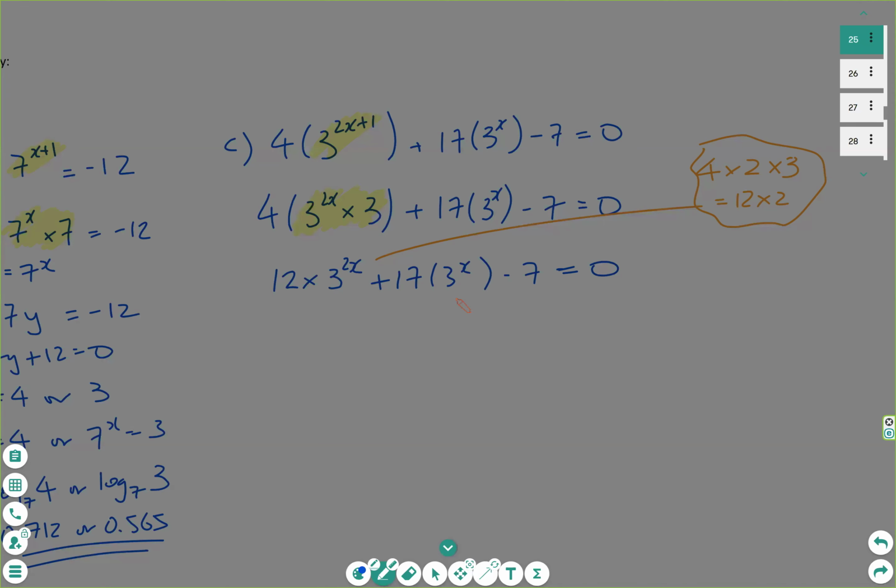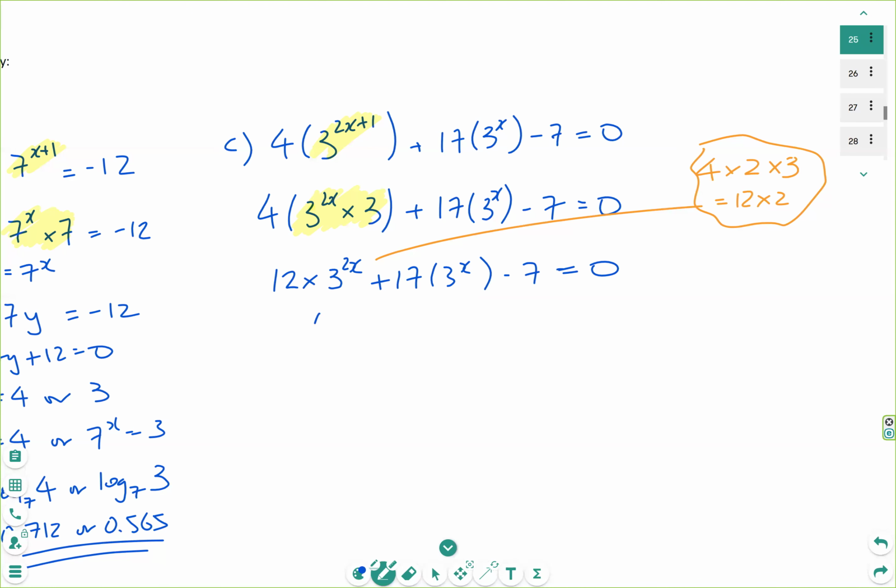Next, then we can discuss quadratic. So we can let y equals 3 to the power of x. So it becomes 12y squared plus 17y minus 7 equals 0. Put that in the calculator. You get y equals a third or negative 7 over 4.